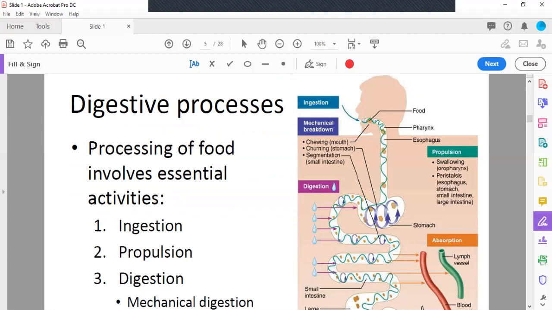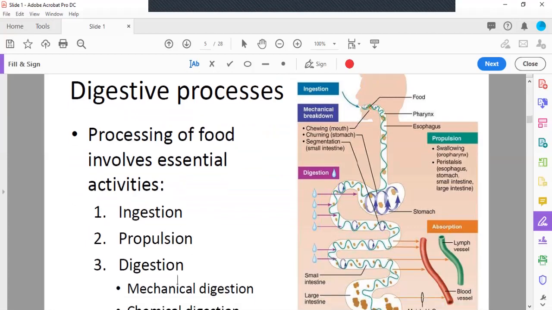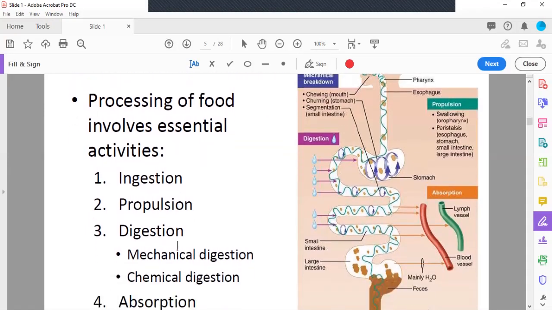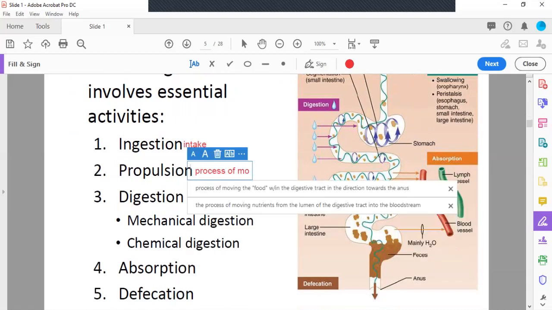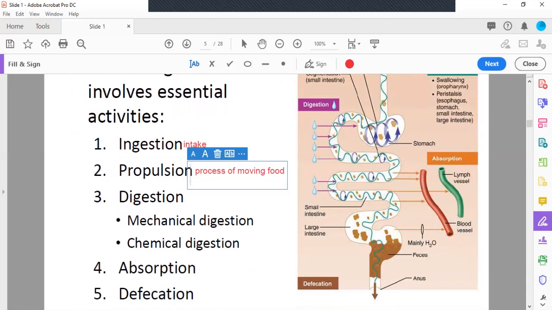Digestive processes. The processing of food involves essential activities such as ingestion, propulsion, digestion, absorption, and defecation. So we've talked about all of these. Ingestion, as a quick review, just means intake. Propulsion just means the process of moving food in the direction towards the anus.